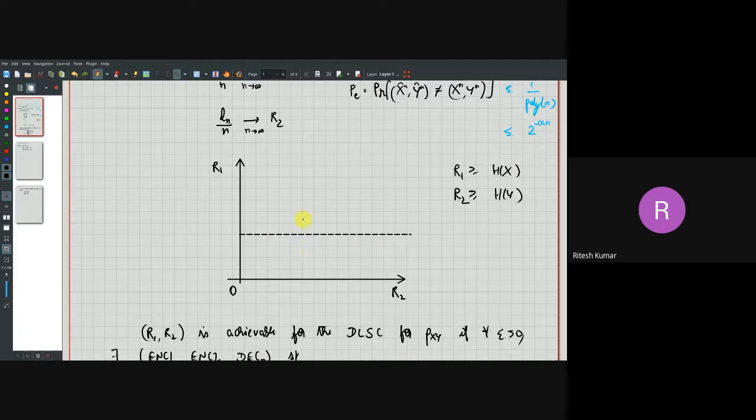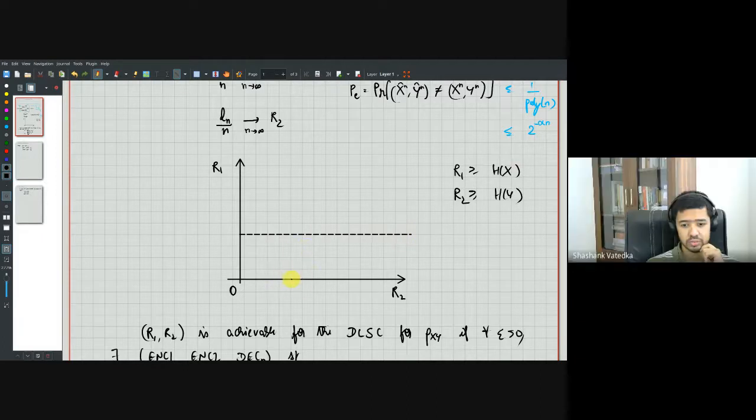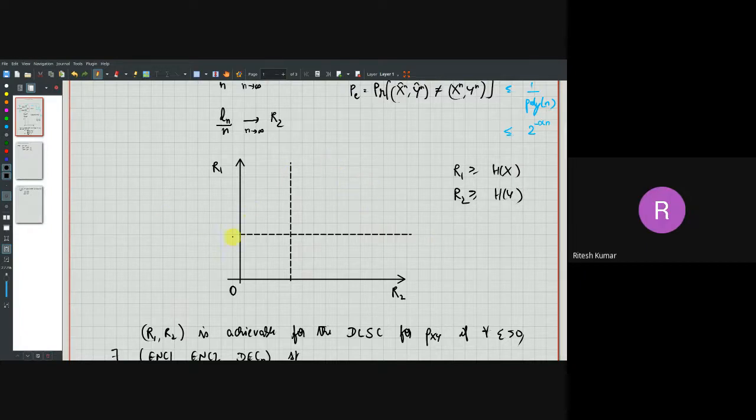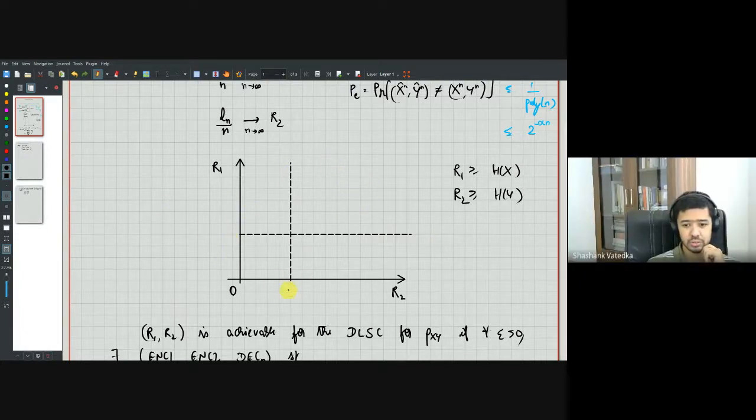And for H of y, this is some value, so this is on R2. Where both conditions are satisfied, the outer part of that is the region which satisfies both conditions. So it's going to be the region over here. Let's say R2 equal to H of y, and R1 equal to H of x.